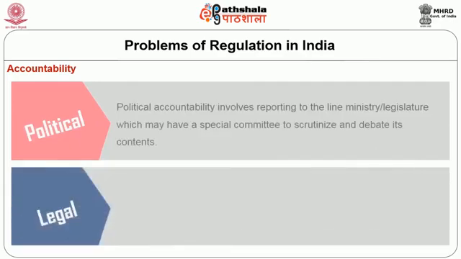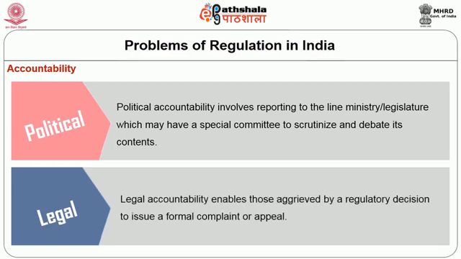The second problem is accountability. Accountability is of two types, political and legal. Political accountability involves reporting to the line ministry and legislature, which may have a special committee to scrutinize and debate its contents. Legal accountability enables those aggrieved by a regulatory decision to issue a formal complaint or appeal.